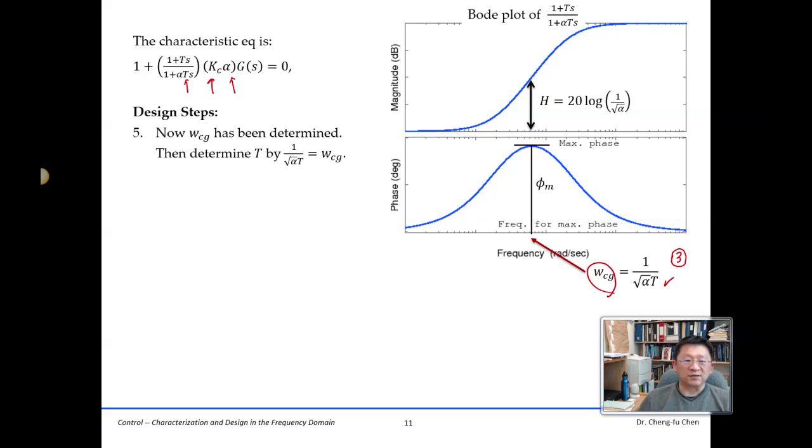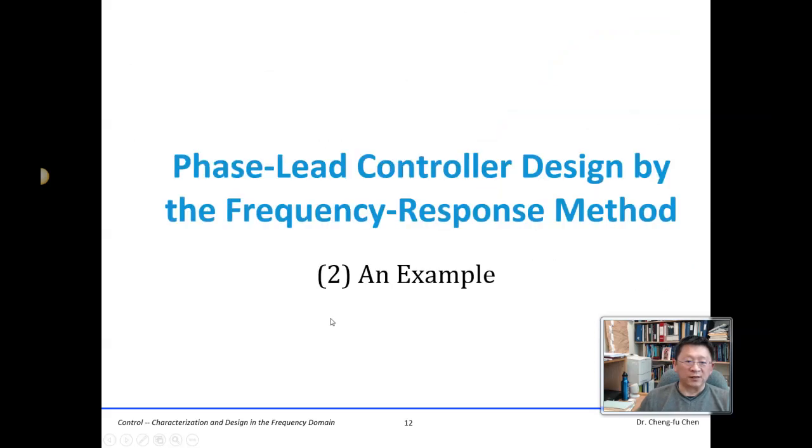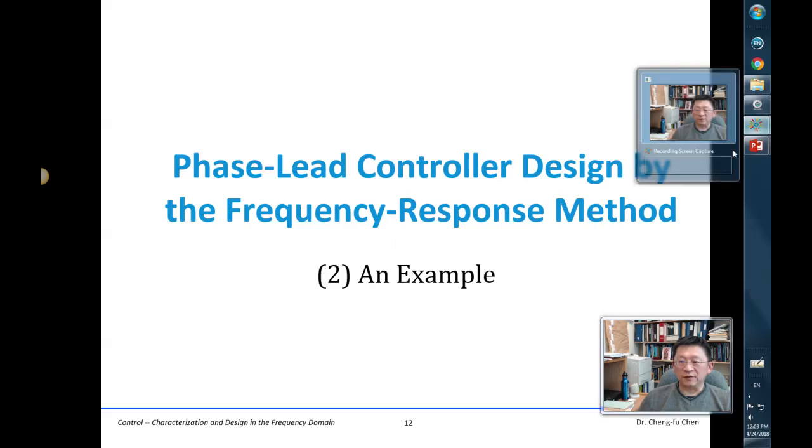So that is the design steps, and these design steps are pretty tedious, and you should go over them carefully and think through. And then in the next portions, we are going to have the examples. Okay, let's stop here for this moment.